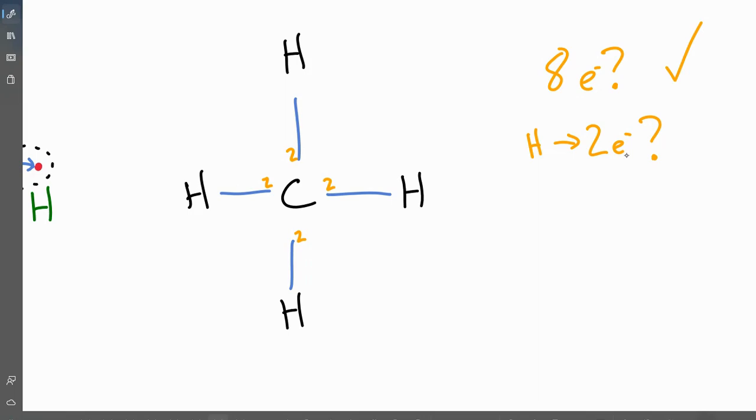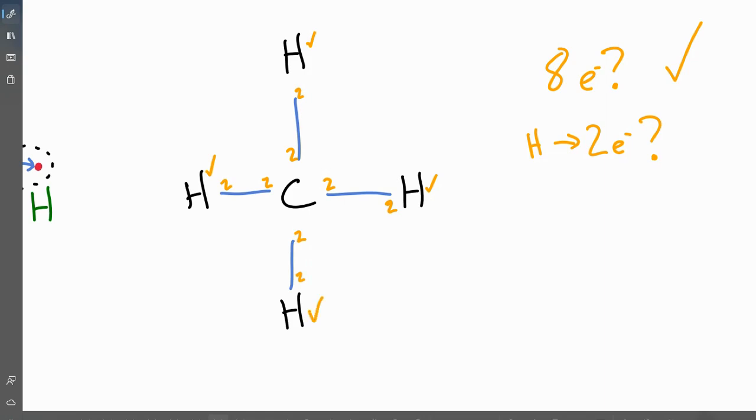Now we need to check each of the hydrogens, that each hydrogen has 2 electrons. Well, each of these hydrogens has 1 bond around it, so that's 2 electrons. That hydrogen's good. This hydrogen has this bond, which is 2 electrons. That hydrogen's good. This one has this bond around it, 2 electrons, so that's good. This hydrogen has this bond right next to it, 2 electrons, so that one's good.